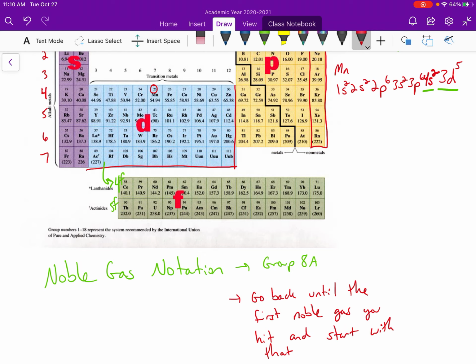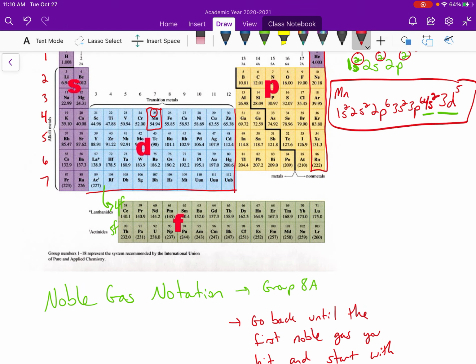For example, if we were going to redo manganese using noble gas notation, here's what I would do. I would find manganese. I would read backwards until I hit my first noble gas. So I'm going to go back, which means argon is the first one I'm going to hit. So I'm going to say brackets argon, which means all of argon's configuration, and now I'm going to start counting from argon.